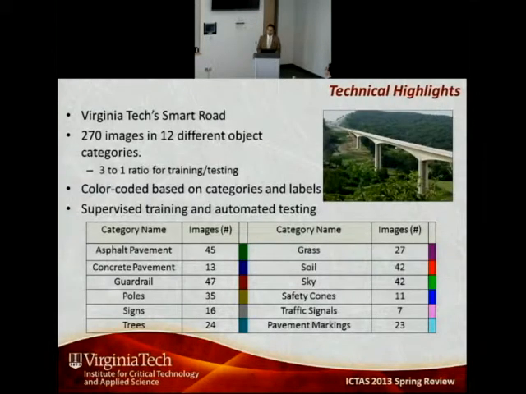To validate our approach, we use the Virginia Tech Smart Road, a state-of-the-art unique research facility managed by the Virginia Tech Transportation Institute. We divided all the infrastructure assets into 12 different categories, including asphalt pavements, guardrails, traffic signs, and traffic signals, and assigned a specific color code to each of these categories. We use 70% of these images for training and 30% for testing. The training process is completely supervised, but the testing is completely automated.